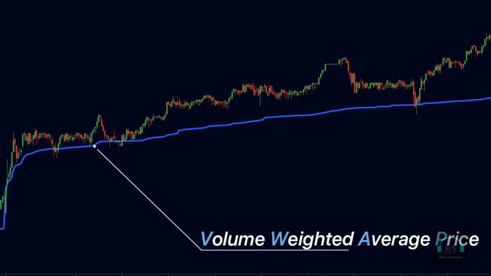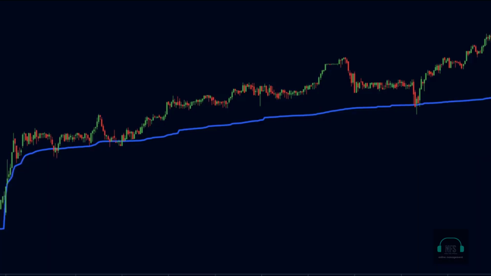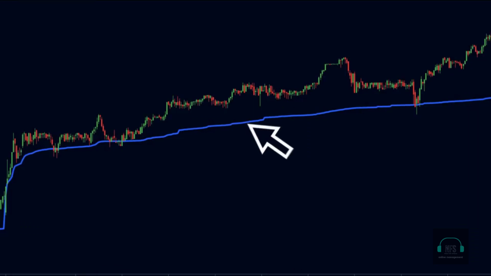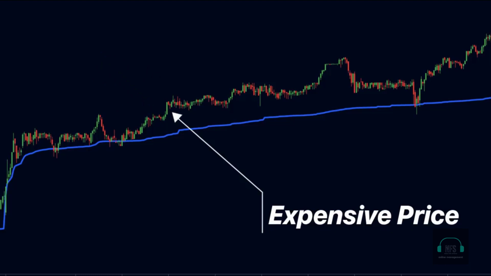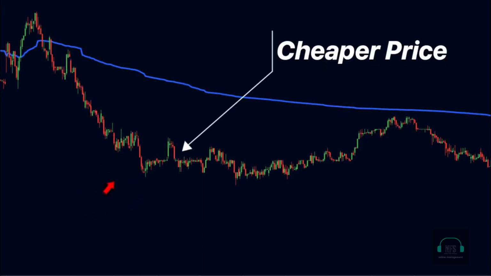The VWAP is a short form for volume weighted average price. VWAP is the average price that the stock has traded for the day, based on price and volume. The VWAP helps us in understanding whether the price is relatively expensive or cheaper. The VWAP represents the fair value of the asset for that particular day. So, if the price is trading above the VWAP, it will be considered as an expensive price. And if the price is trading below the VWAP, it will be considered as a cheaper price.